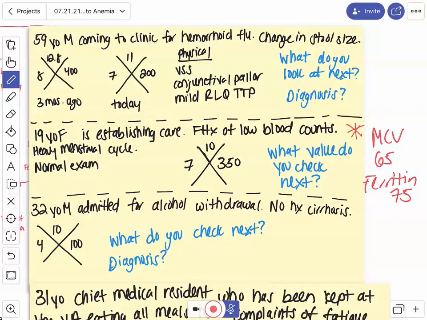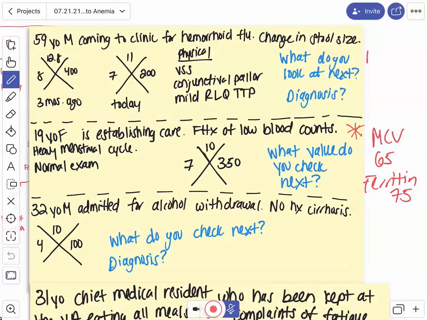Let's look at the first guy. He's a 59-year-old male coming to clinic for hemorrhoid follow-up. He saw somebody in clinic 3 months ago. He had some hemorrhoids, some rectal bleeding. He says now he's having a change in his stool size. His hemoglobin has gone from 12.8 to 11. He's got some conjunctival pallor and some tenderness in his right lower quadrant. This is not meant to be a trick. What do you guys want to check next?